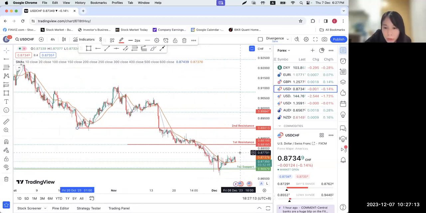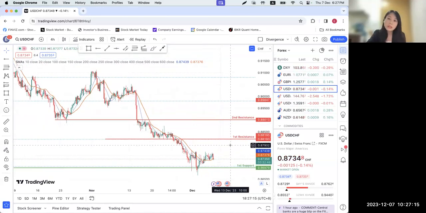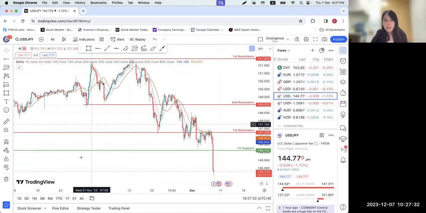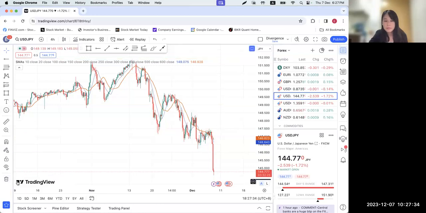So we can see the current price is neutral. Okay, it's a bit undecided whether the price will go up or down. Okay, it looks like it is heading towards the support level, but the market is still quite undecided. Okay, next up, dollar yen.